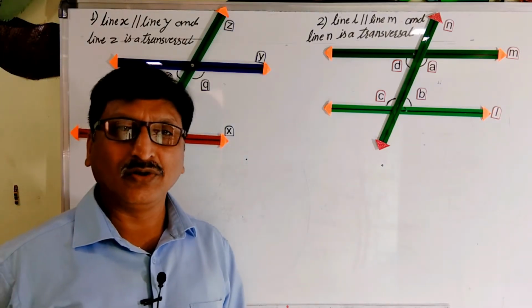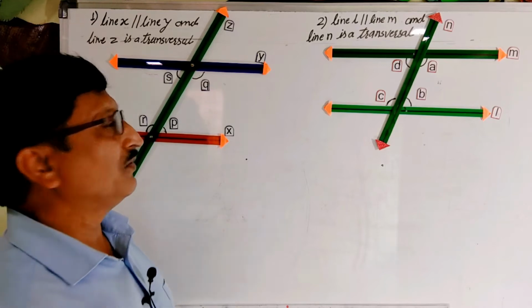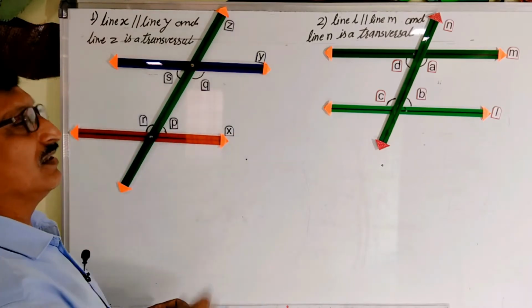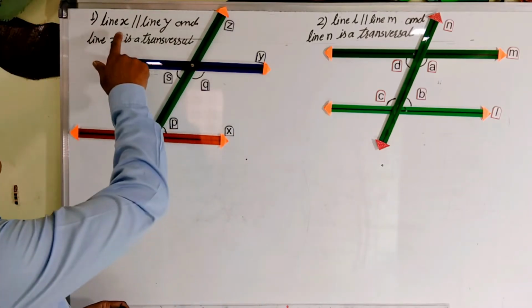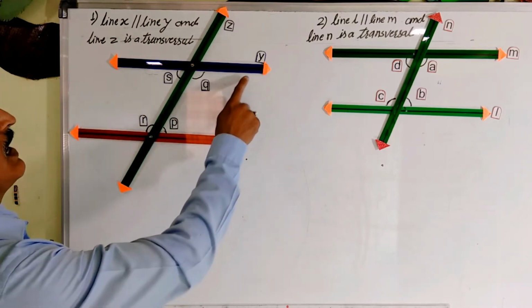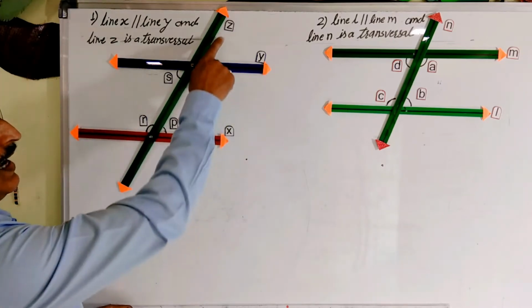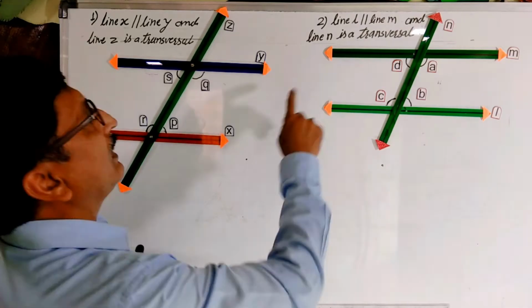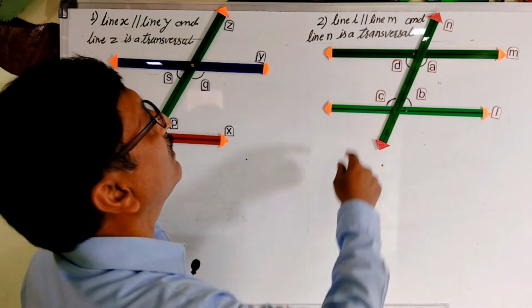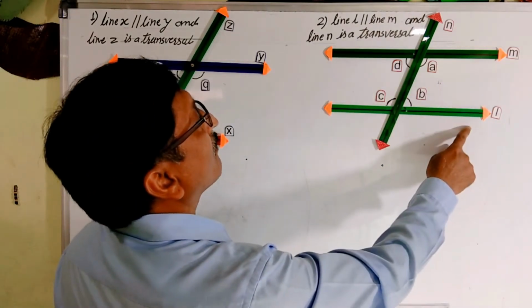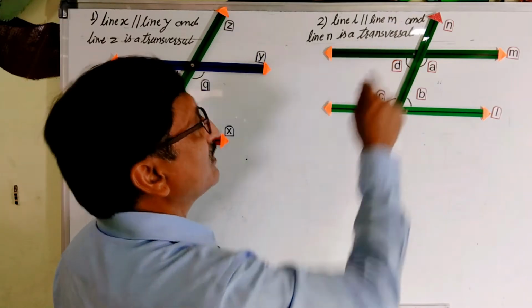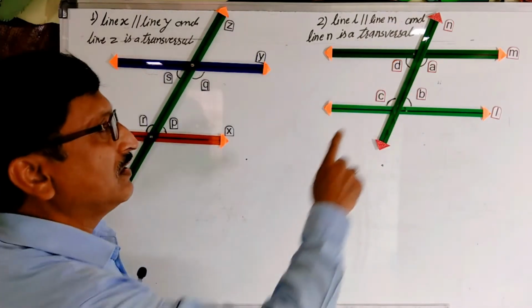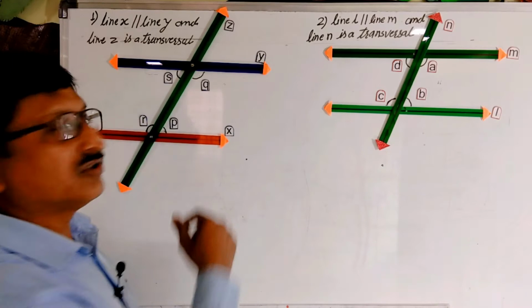Today we are going to learn about one postulate. Now, watch these two figures here. In the first figure, what you are given is that line x and line y are parallel lines and line z is a transversal. In the second figure, see what is given: the lines m and n are parallel and line n is a transversal. Now, let us see the measures of these angles.